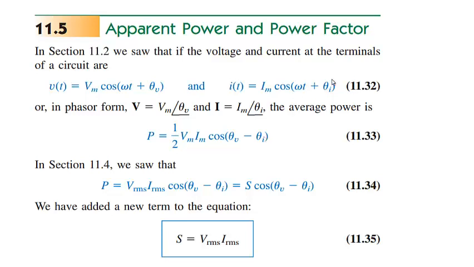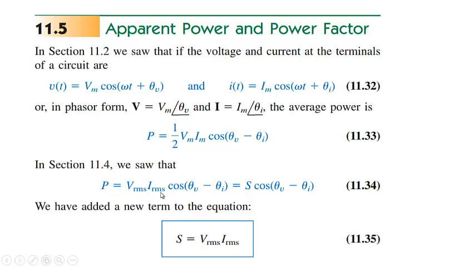In an earlier case, just two or three slides before, I told you that v(t) can be taken like this, and i(t) can be taken like this. So in phasor form, V is equal to Vm angle θV and I is equal to Im angle θI. So average power, as we just saw, is 1/2 Vm Im cos(θV minus θI) in terms of the peak values, and in terms of RMS values, it is equal to Vrms Irms cos(θV minus θI).